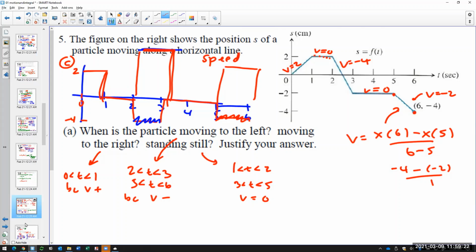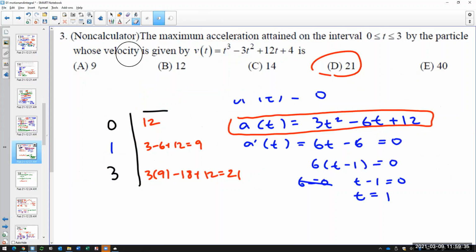Did we finish this problem? Okay, nice. What other questions do you guys have? Yes. Yes, which number is that? 3? Okay, let's go back to 3, guys. This is a great question.